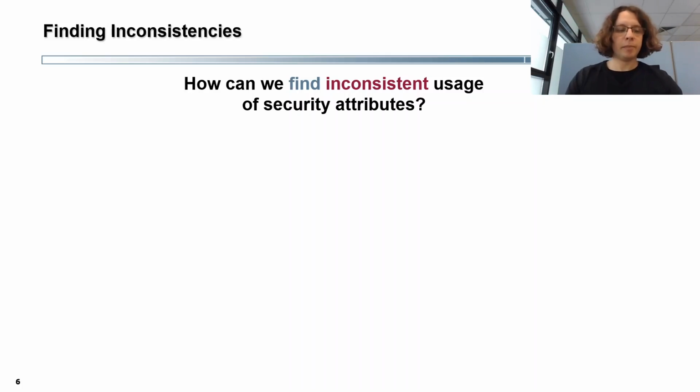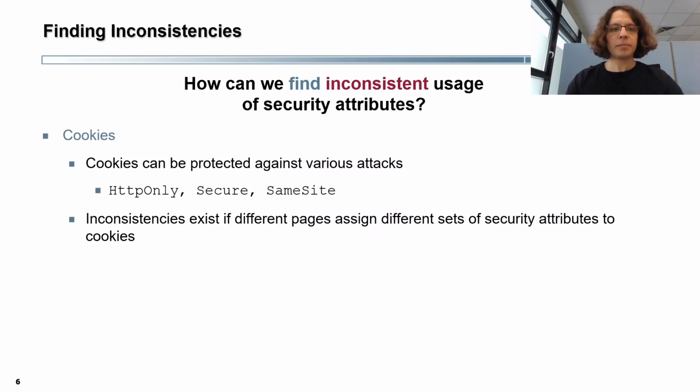But how can we find them? In the paper, we present a formal framework that helps us to formally define at which point an object is not secured consistently. But due to brevity, I just want to point out the highlights that we will use throughout the presentation. But I invite you to read the paper if you are interested in this framework. In this talk, we will only consider cookies and content security policies, but in the paper you will also find analysis for HSTS.